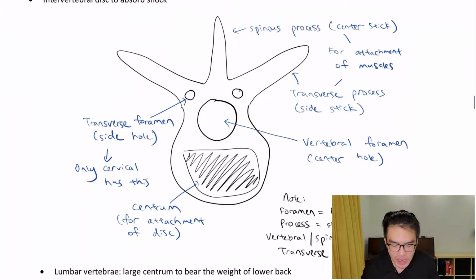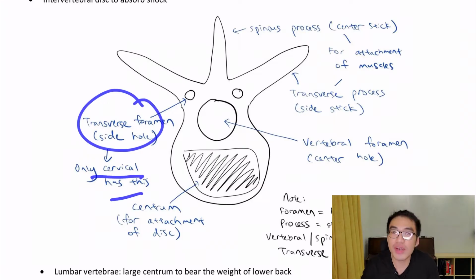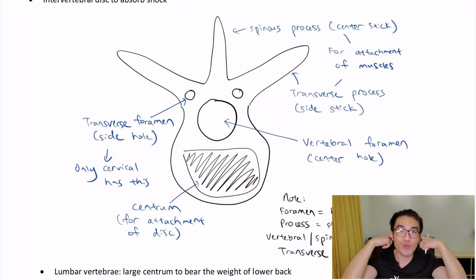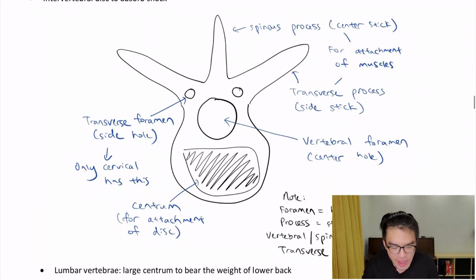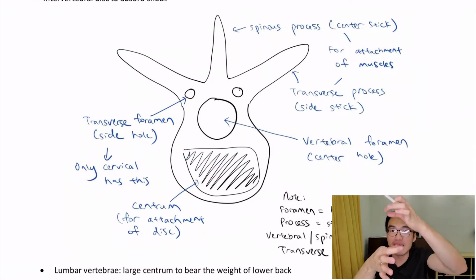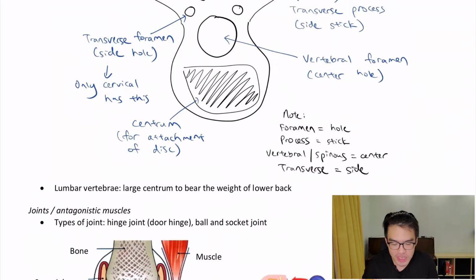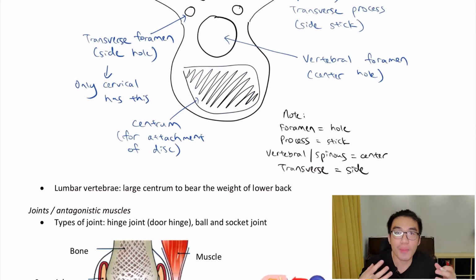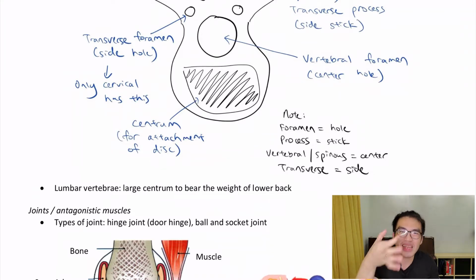And take note here, transverse foramen, only cervical has this, because why? Cervical, you need blood vessels going to your brain. Others, you don't need that. And of course, this centrum here, this is for the disc to stick to. Very common in exam. Your lumbar vertebrae has a large centrum here. Why? Because your lower back bears the most weight of the body. That's why they have the largest centrum and the largest intervertebral disc.